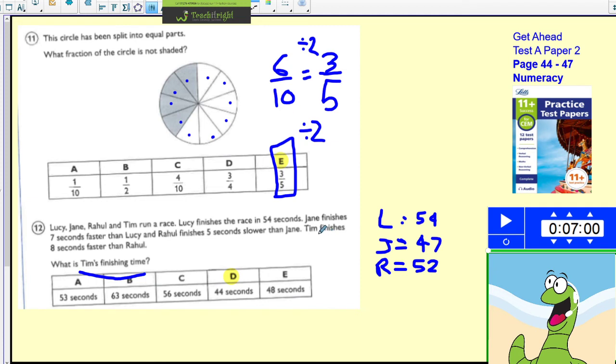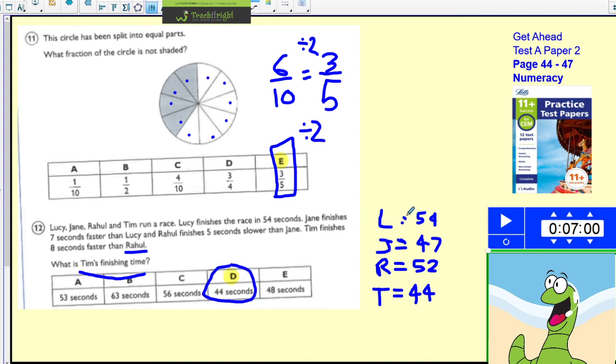And then Tim finishes 8 seconds faster than Rahul. So again, faster means take less time. So I'm taking away 8 seconds. So now Tim is going to be 52, take away 8, which is 46. No, 44. Yeah, 44. I could have checked it there. 44 seconds.